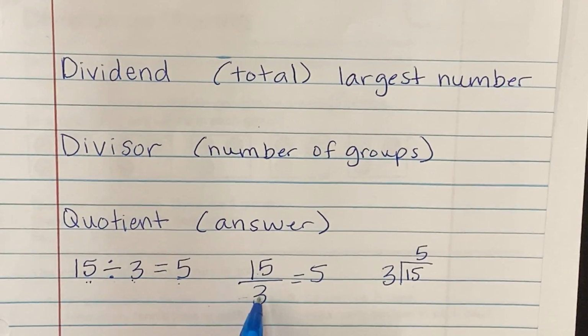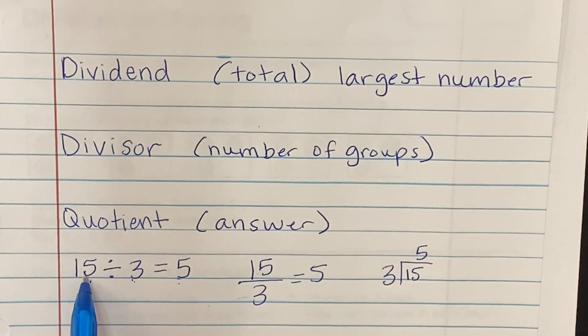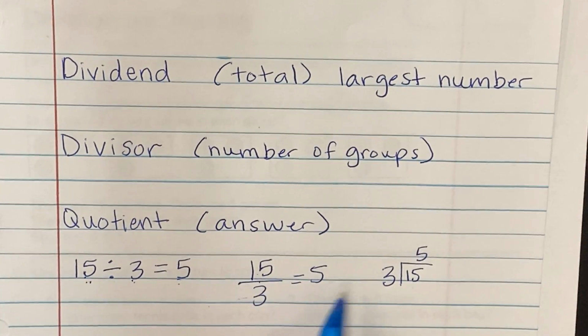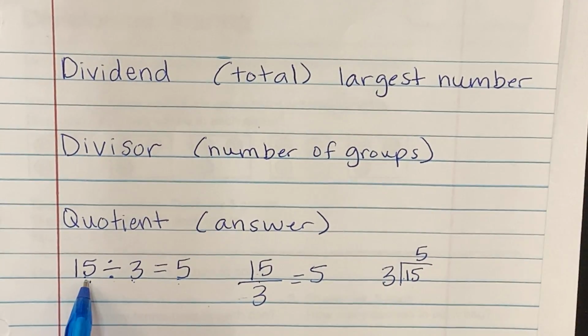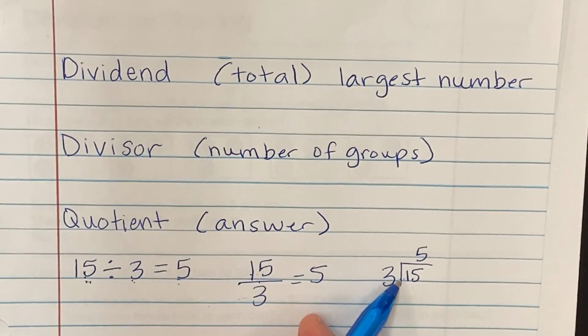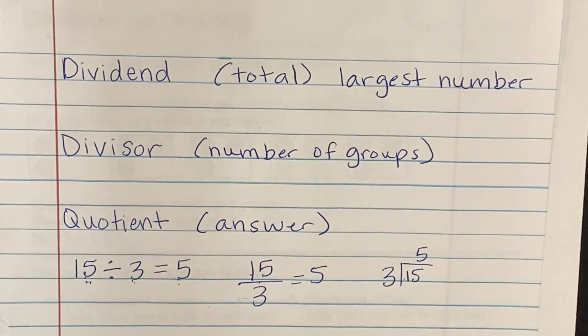If you were to write these yourself, the one thing you really need to remember is that your largest number goes in the front, on the top, in the box. Largest number in the front, on the top, in the box.